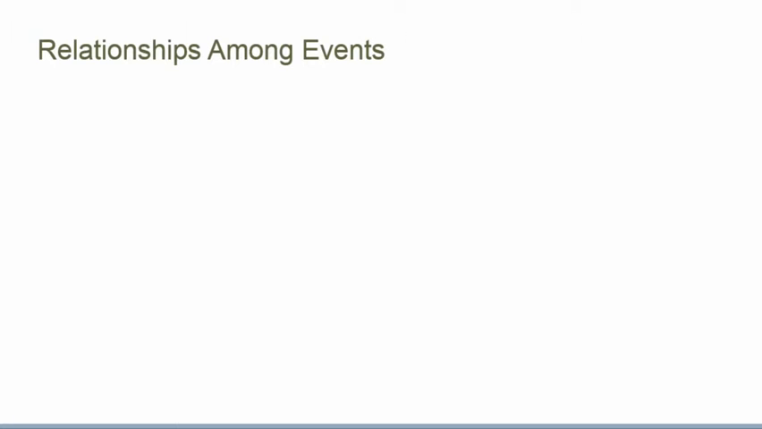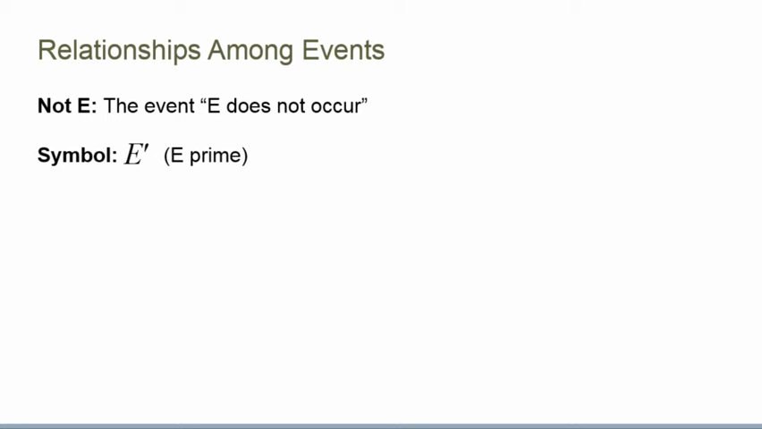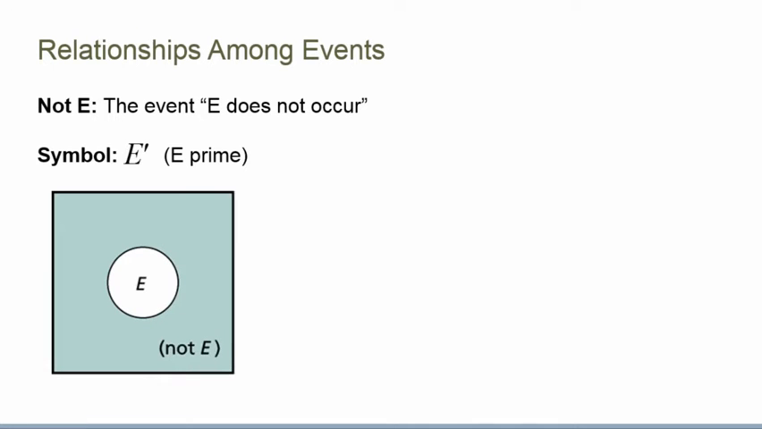Relationships among events. Not E. The event E does not occur. In symbols, that's E prime, with an apostrophe to the right of the E. Pictorially, we would have a square representing our universe, a circle representing set E. The results for not E are shaded.